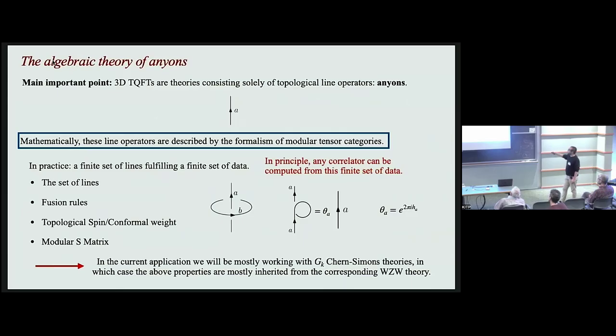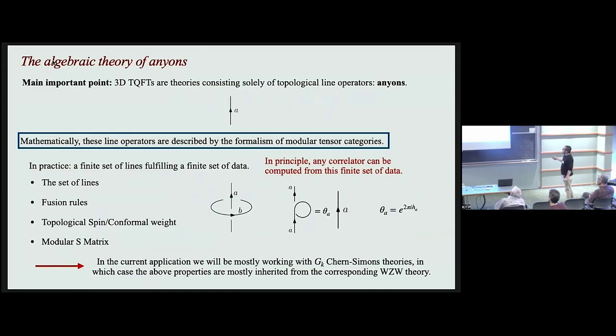Again, you don't need to know anything about tensor categories. What you need to know is that this set of lines fulfills a finite set of data, such as fusion rules and a modular S matrix, describing the braiding of one line over another one. And all of this data can in principle be obtained. We will mostly be working with Chern-Simons theories because of what I explained in the previous slides. And all of this data can essentially be recovered from the corresponding Wess-Zumino-Witten theory, in case you are more comfortable talking in 2D language. So that's really it. It's a finite set of data from which you can compute any correlator.